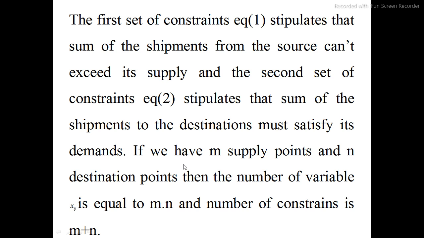Now if we have m supply points and n destination points, then the number of variables will be m into n. If you multiply that, that many variables will be there, and the number of constraints is going to be m plus n. Here m plus n, right?